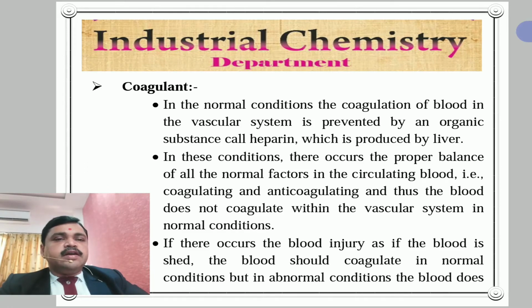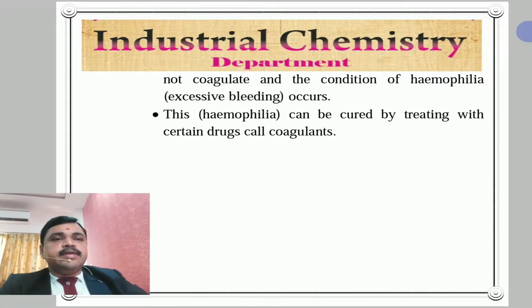If there is a blood injury, as when blood is shed, the blood should coagulate in normal conditions, but in abnormal conditions the blood does not coagulate, and the condition of hemophilia occurs. Hemophilia, that is excessive bleeding. And last point, this can be cured by treating with certain drugs called coagulants. So this is the main process for coagulants.